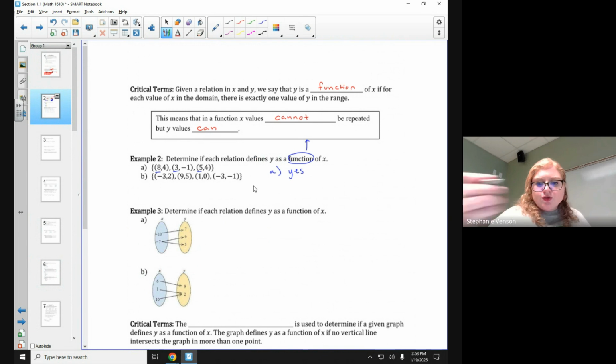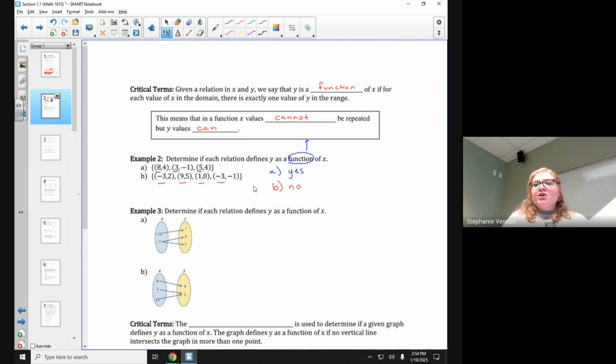We'll change colors for part B. Let's look at the x values given in B. -3, 9, 1, -3. We have a repeated x value. The x value of -3 is repeated in this relation. So we would say, no, this relation is not a function. So A shows a function, B does not show a function.